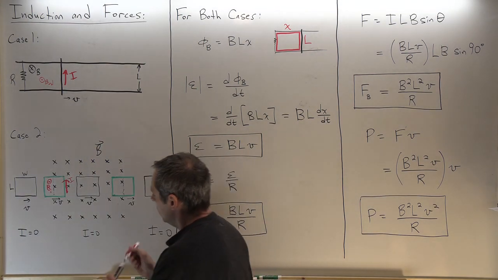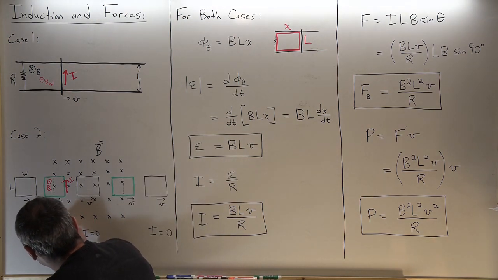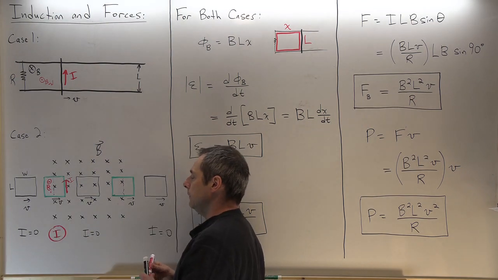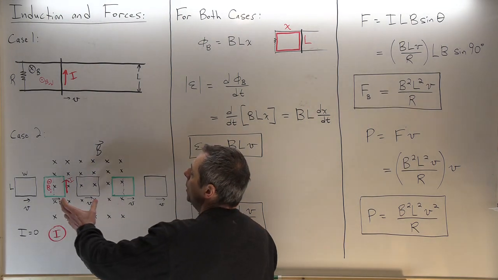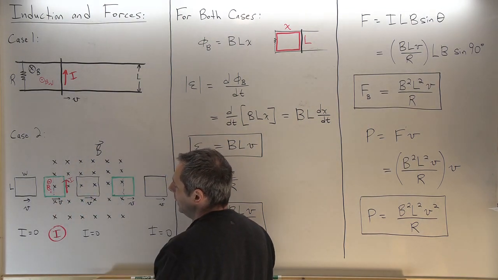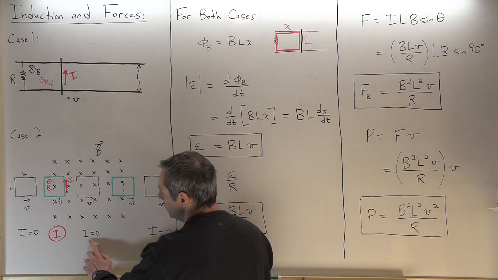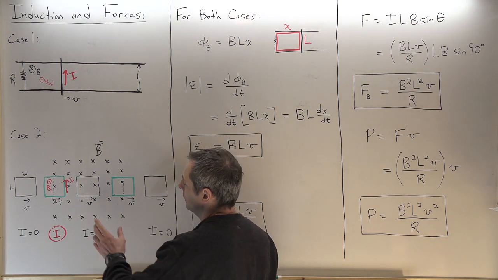So there's current here while the loop is coming in. But once the loop gets fully in the magnetic field, there's no more current induced because there's no changing flux.